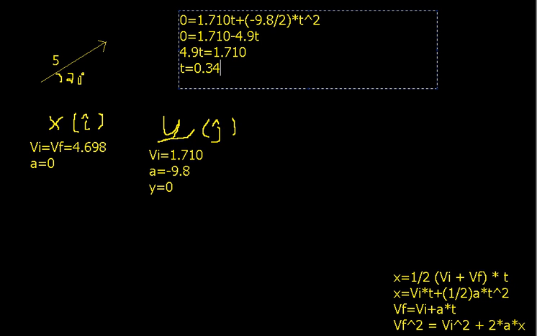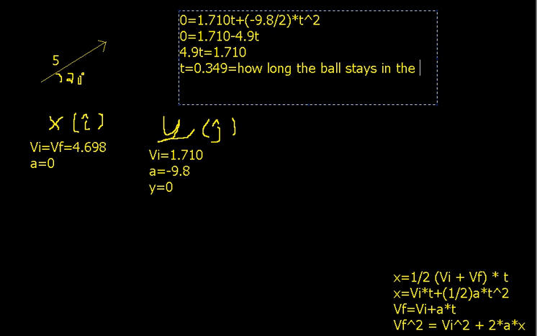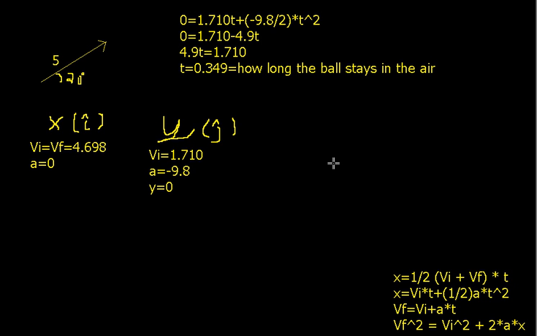0.349. So that's how long the ball stays in the air, right? So what can we use that to determine? Well, this value right here we can include in our calculations in the x direction. So I'm going to add that to our list of what we know.